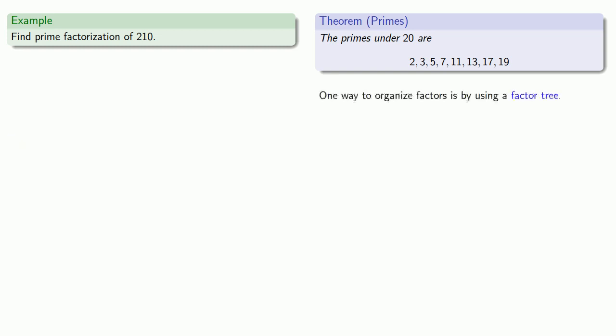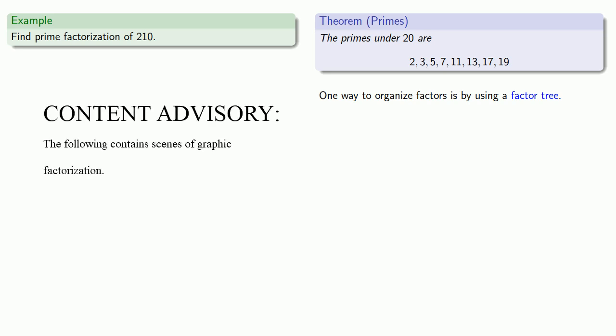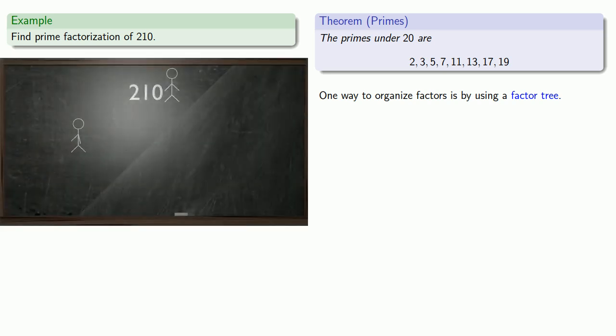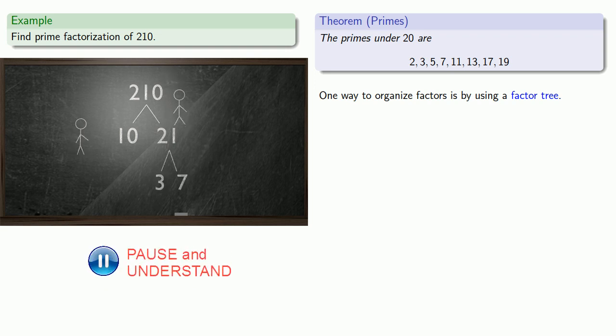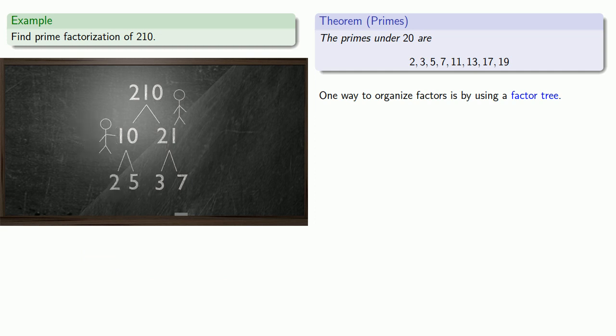So another way we can organize these factors is by using what's called a factor tree. And this is a much more graphic way of representing the prime factorization. So let's throw down an MPAA warning. So we might take this number 210 and indicate that it's the product of 10 by 21. Next, we can factor 21 as 3 times 7. And we can factor 10 as 2 times 5.